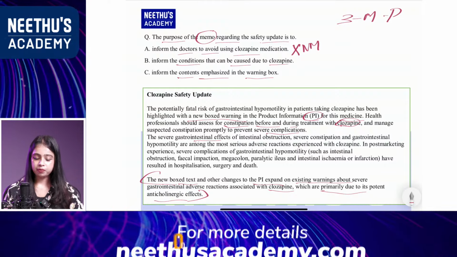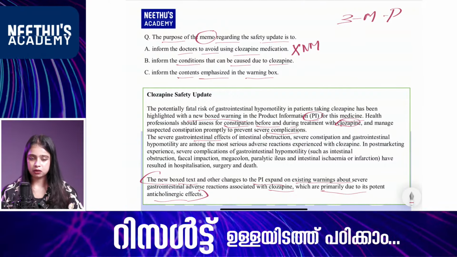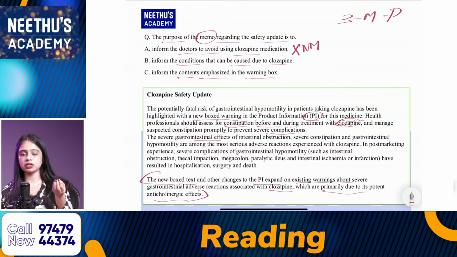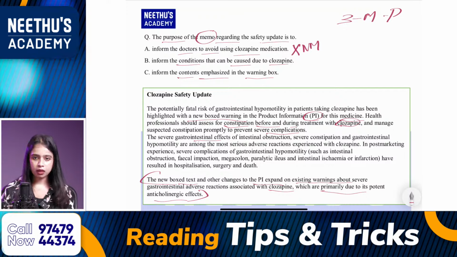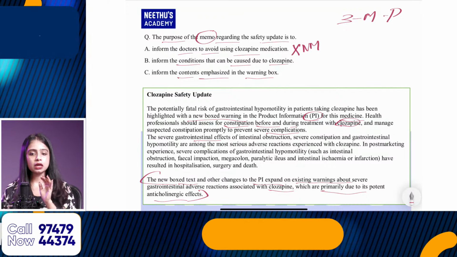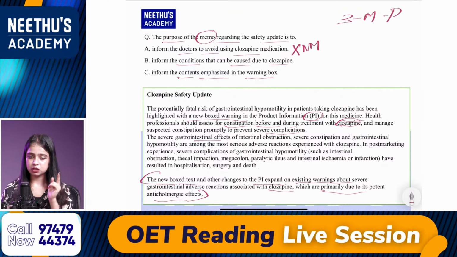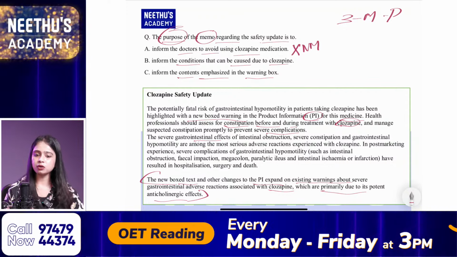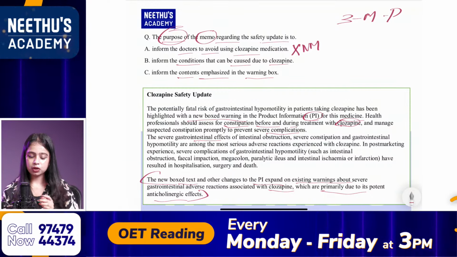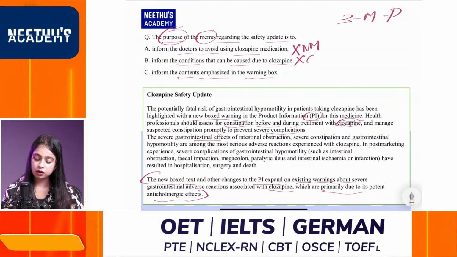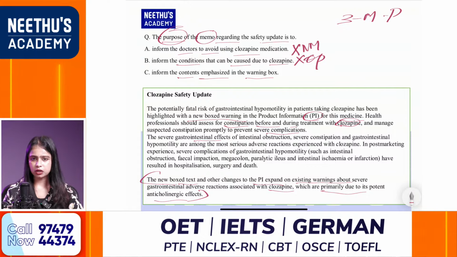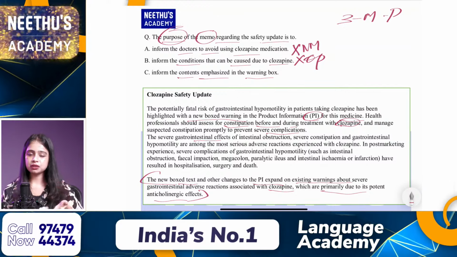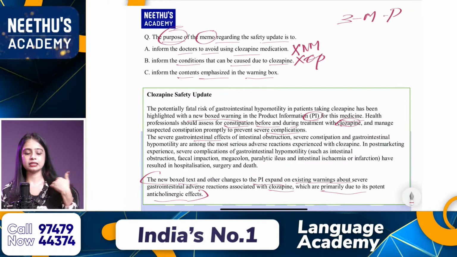Inform the conditions that can be caused due to clozapine. Is it all about the disease conditions that can be caused by this particular medicine? The conditions are mentioned, I agree, but it's not about the overall idea, because the question is clearly asking about the purpose of this memo. The purpose is not about what the disease conditions are, so you can eliminate option B. Again, it's a contradictory, or opposite, option. And what about option C here? Through elimination we reached option C, and that's the correct answer.